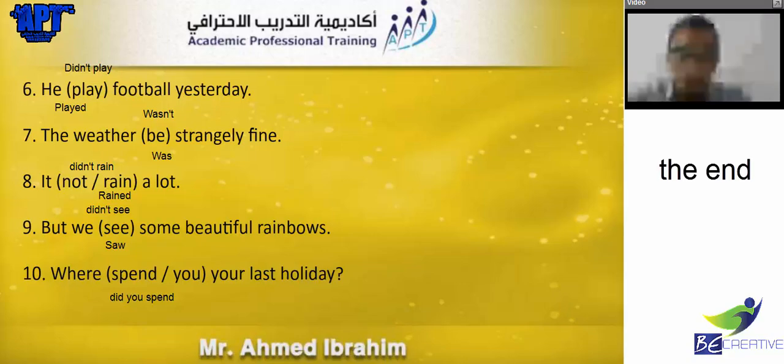So, same here. What is the helping verb for the past? We said before, the helping verb here is did. Verb to do, which is did in the past. So, if I understand that I have did in the past, I will use it for two things. The first thing is the negative, and we have already seen this. The second thing is in the question. As you will see here, where you spend your last holiday. It should be where did you spend.